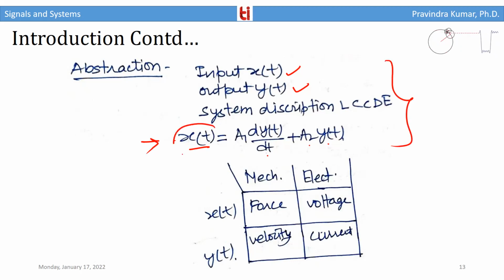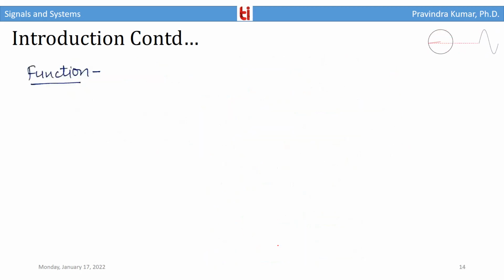From this equation, in electrical, this x(t) may be voltage; in mechanical, x(t) may be force. For y(t), in electrical this is current, and similarly in mechanical, it may be velocity. So here we can forget about the context, whether it is mechanical or electrical. We remove the context and move towards the abstraction. This is one kind of thing we do in signals and systems.